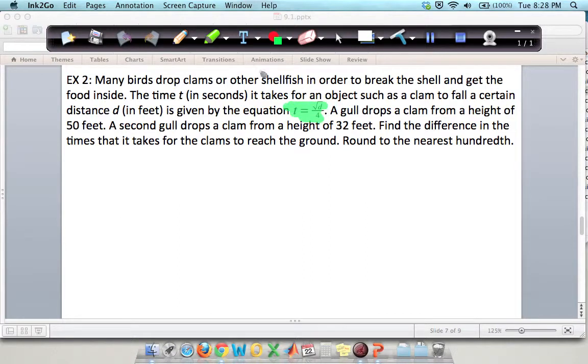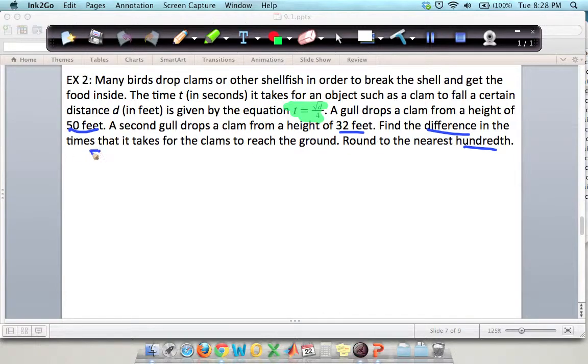Okay. A gull drops a clam from a height of 50 feet. A second gull drops a clam from a height of 32 feet. Find the difference in the time it takes for the clams to reach the ground, round to the nearest hundredth. So 2 decimal places, and find the difference means I want to find the difference or subtract these two values.